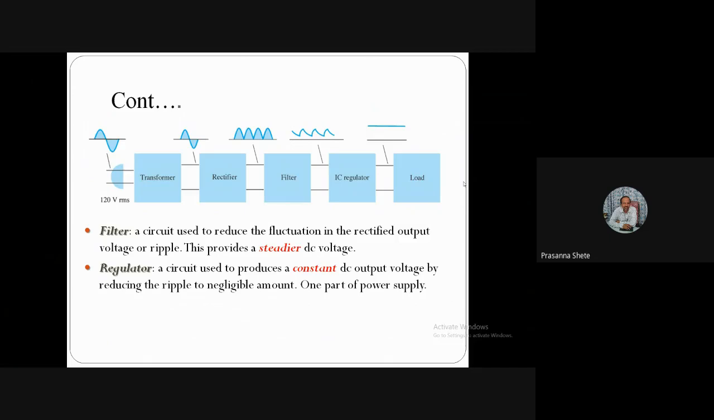That is the main topic of our today's session, where we are going to see that the input is unregulated DC for this block, and the output is constant DC, that is called as regulated DC voltage. So in this block, we are going to study different ICs for fixed voltage regulator and for variable voltage regulator as per our syllabus.